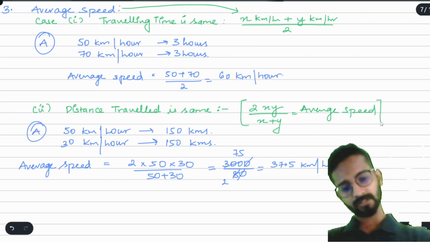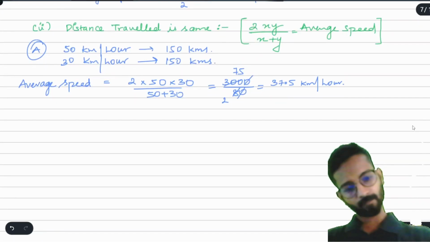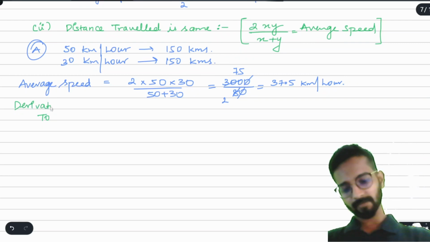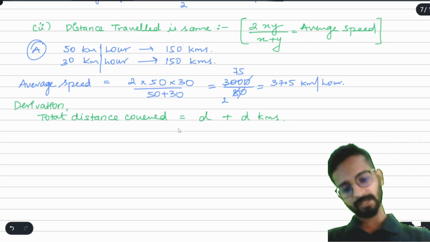If you want to know the derivation, I'll just tell you. Total distance covered was, this is the derivation part. It will not come in your exam, I am just explaining how the formula came. Total distance covered is, first we can say they covered d kilometers and then they again covered d kilometers at different speed. Simple enough. So you can understand it like this also, 2d kilometers is covered.